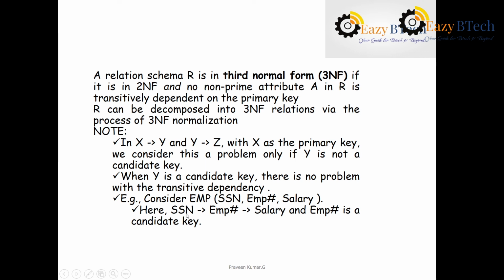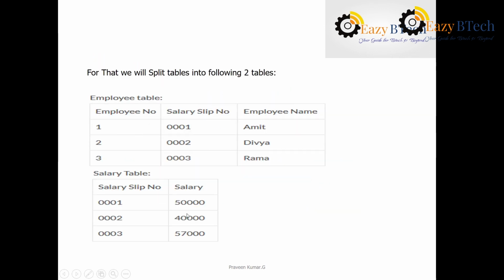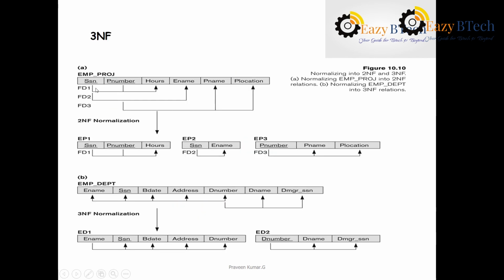Student number. Functional dependency of the particular table we have to write. SSN means social security number, depends upon the hours and project number. Functional dependency 2: social security number depends upon employee name. Functional dependency 3: social security number and employee number depend upon the project name and project location. First we want to write the functional dependency.